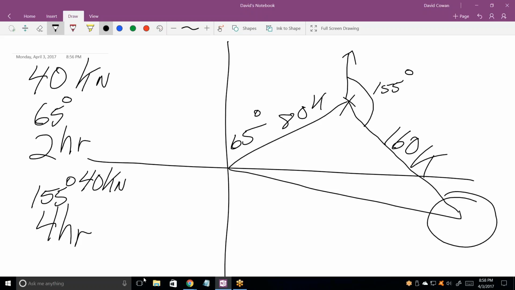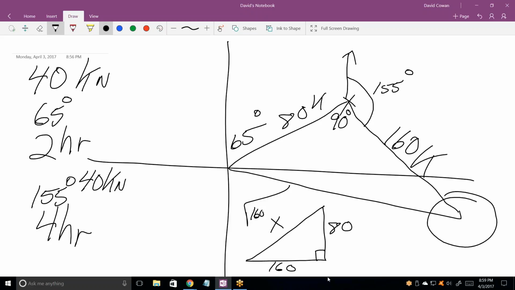Okay. And again, they've made it relatively simple. They've made a 90-degree angle there. So now you have a right triangle. Let me draw my right triangle. I've got the 90-degree angle there. My short side is 80. My long side is 160. So all I've got to do is solve for x, and that tells me how far away I am from my starting point. That's the square root of 160 squared plus 80 squared. That's what x is.